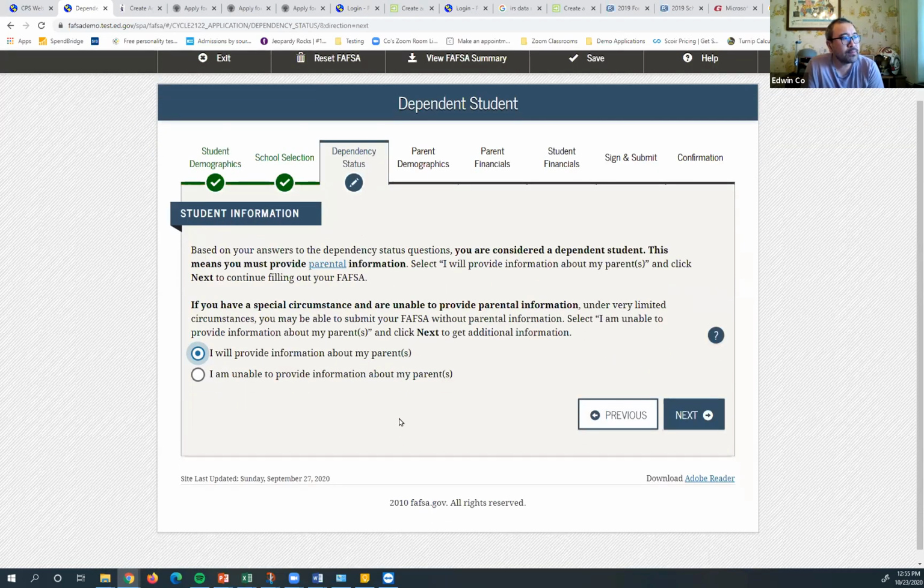Okay. Next question. The way we answer it, we are all considered dependents on our parents for financial information. So in this case, I'm going to put down the first option, I will provide parent information. If you are considered dependent, you are required to provide parental information, unless there's some extenuating circumstance, but generally you are required to, at least for the parent that you live with. We hit next.